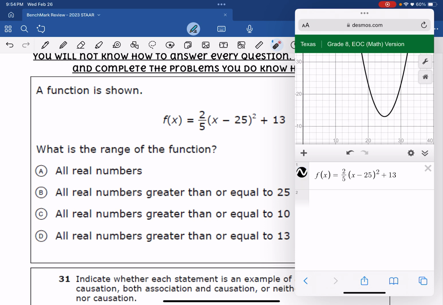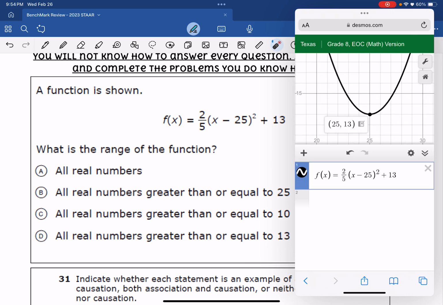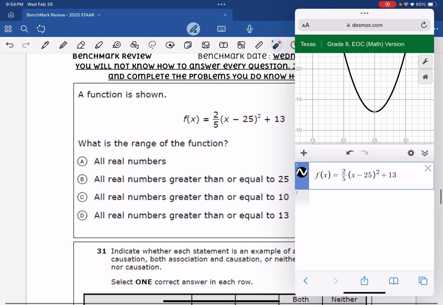So it's asking for the range. Remember, range is bottom to top. So then I go to the bottom. I'm looking at the y value, so it starts at 13 and it's pointing up forever, so it's greater than 13. I can go over that again and talk about it later. But Desmos can be used on this because it's asking for the range and it gives you a function.